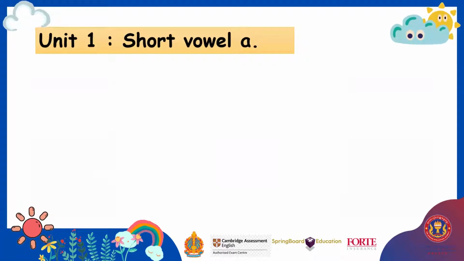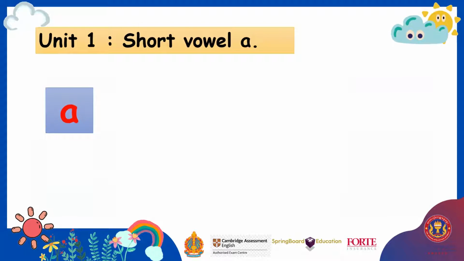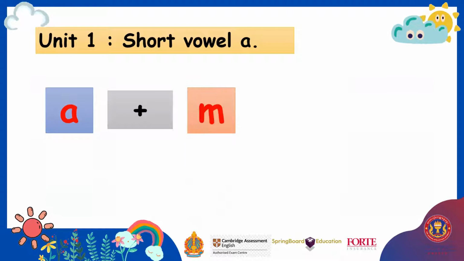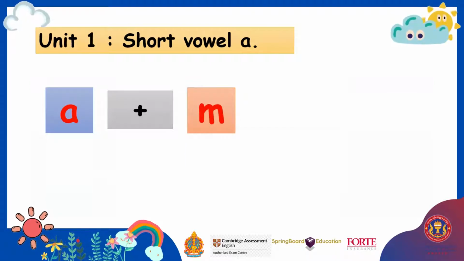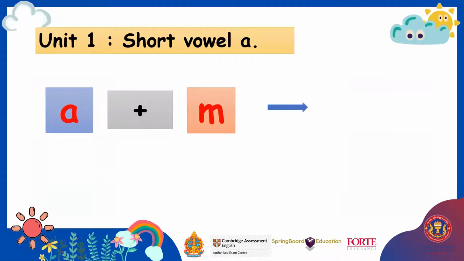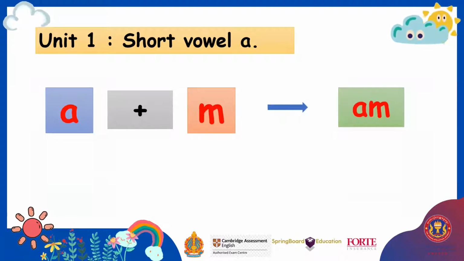Unit 1, short vowel A. Now let's see together. This is the letter A. A, A. And this one, this is the letter M. M, M. A and M. A and M. Okay everyone, now let's see some words from Unit 1 together.